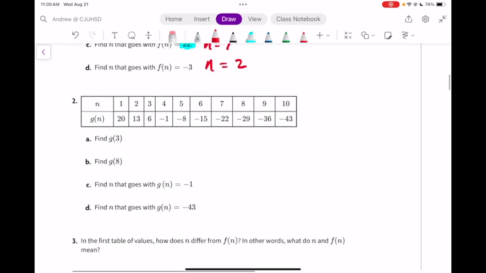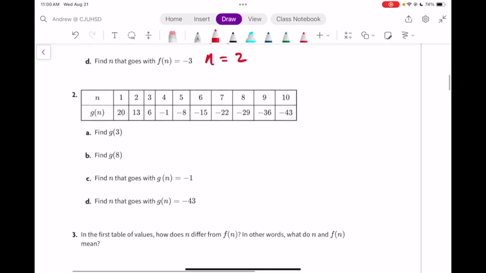Problem number 2, we're just trying it again. The input is 3, the output is 6. The input is 8, the output is -29. The output is -1, the input is 4. The output is -43, the input is 10.